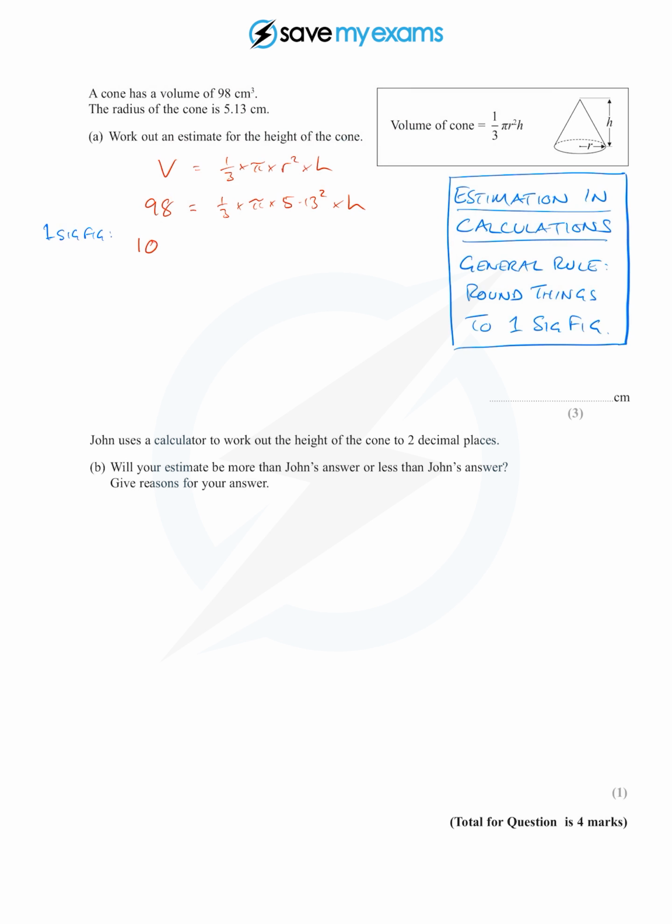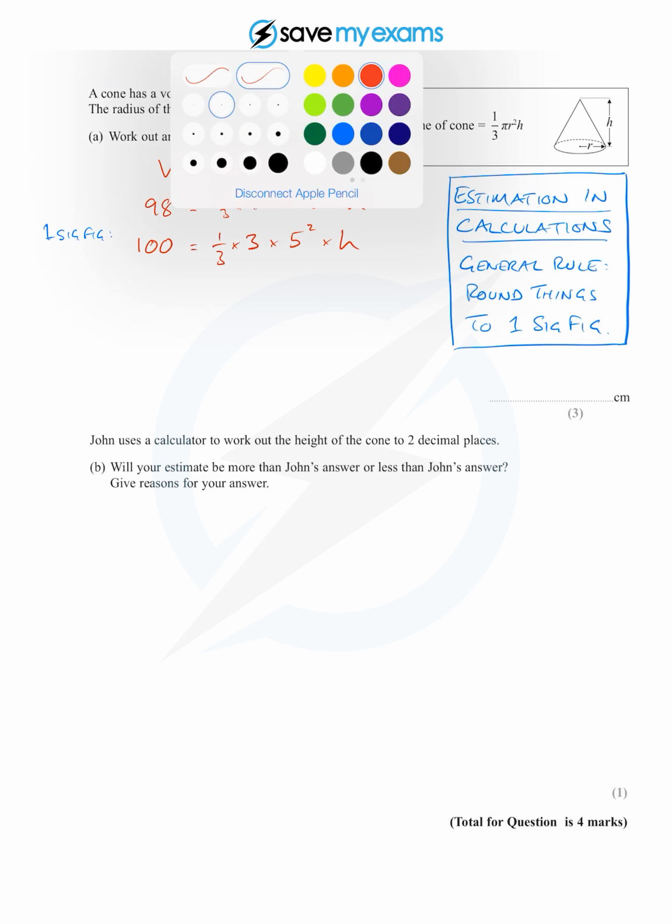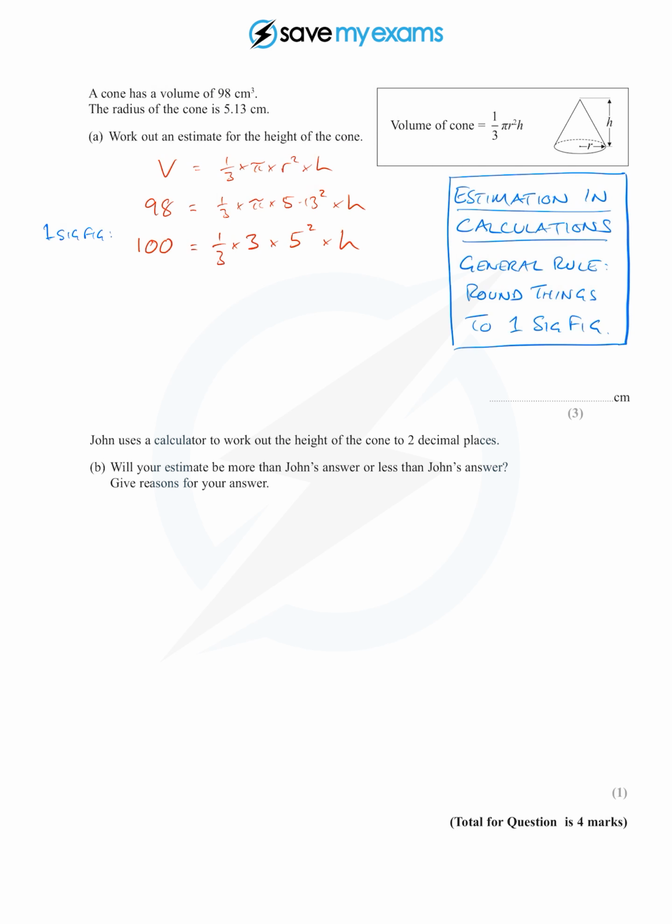98 is jolly close to 100, which is to one significant figure. 1/3 of, well, what's pi? Pi is about 3.14159 something, and so pi is 3 to one significant figure. 5.13 is 5 to one significant figure, still squaring it, and times h. And now we've got a relatively simple equation to solve for h, especially when the green cancelling pen comes out and you see that 1/3 of 3 is 1.